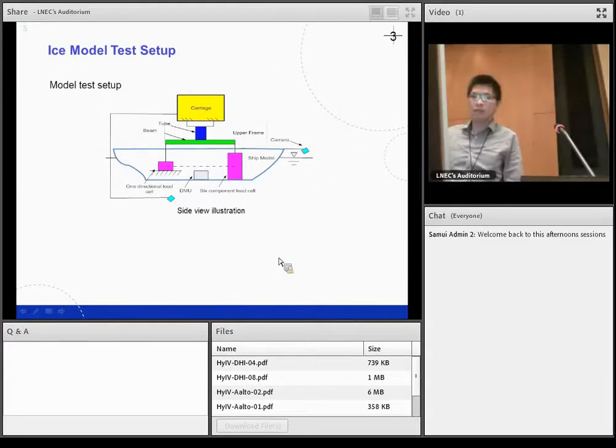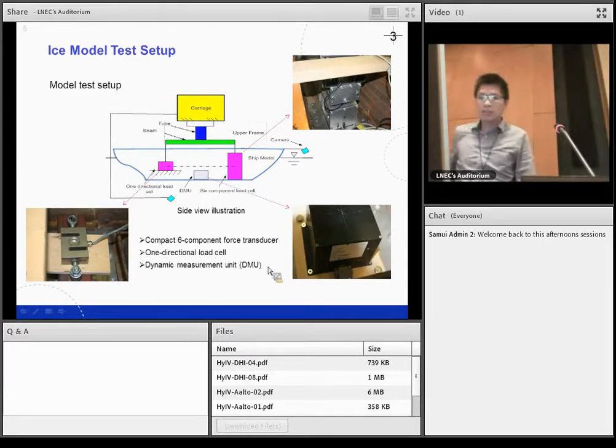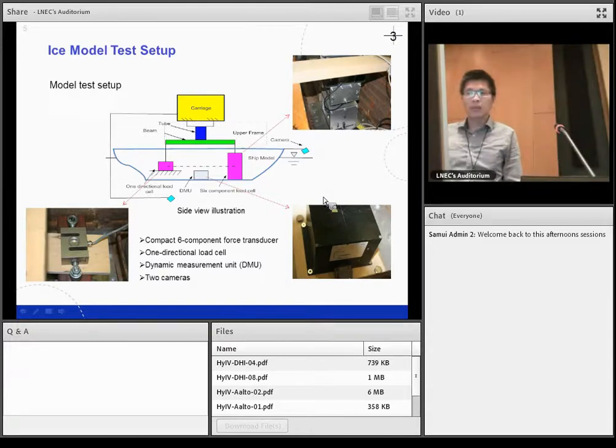Model test setup. In the model test, this ship model was connected to the carriage by this upper frame and a very steep tube. We use a 6 degrees-of-freedom component load transducer here and one directional load cell here. We also used a dynamic measurement unit to measure the accelerations of the ship. Two cameras are used. One is above the water in front of the bow, trying to observe the ice breaking process, and another camera was installed on the water to observe ice accumulation phenomena.